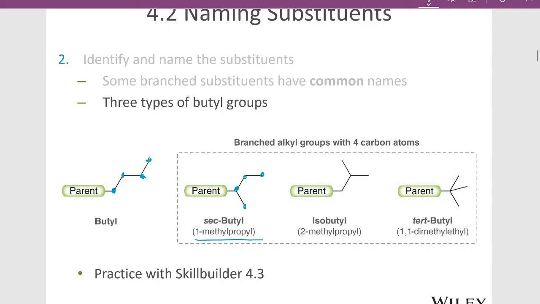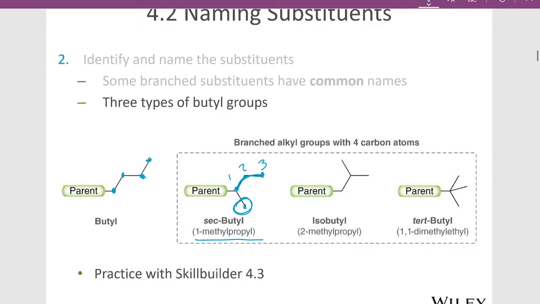So if we want to number the substituent to give it the IUPAC name, we have to start numbering at the carbon attached to the parent. And at that first carbon, we have a methyl group. So this would be a propyl chain because it has 3 carbons with a methyl group attached at the first carbon. So that would be a 1-methylpropyl substituent.